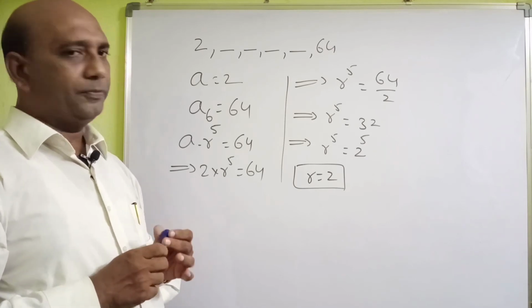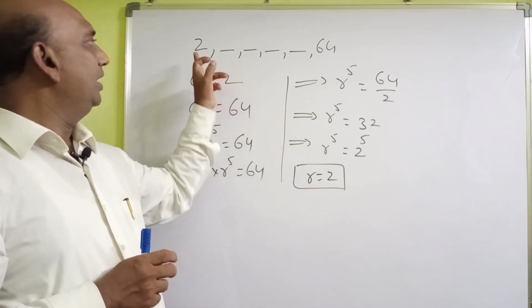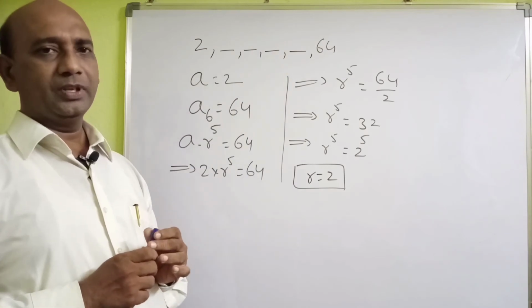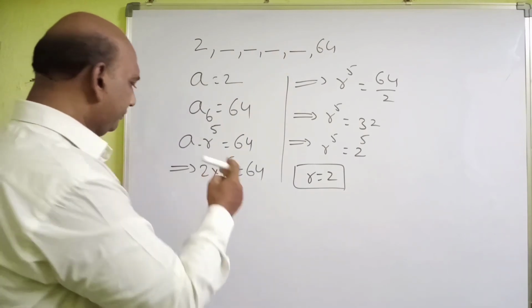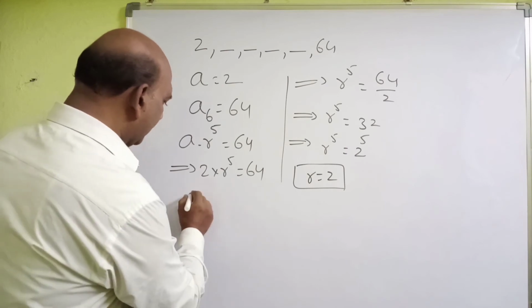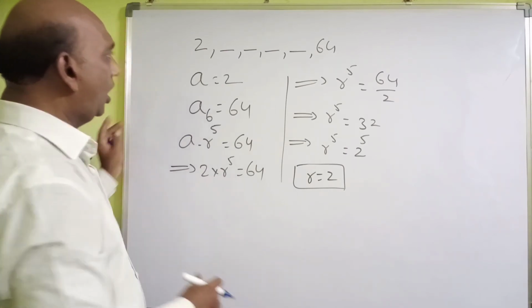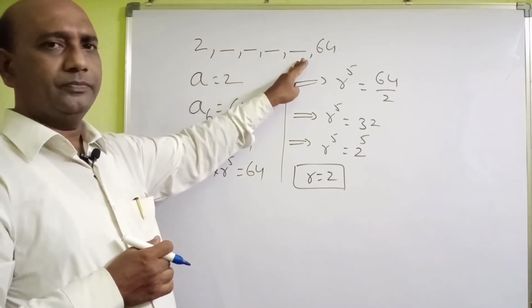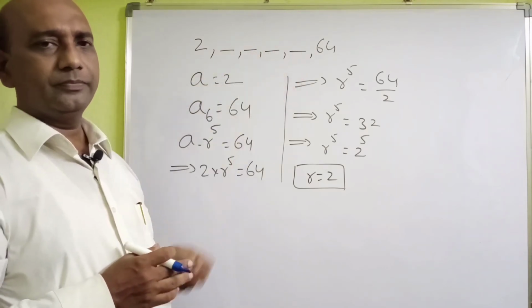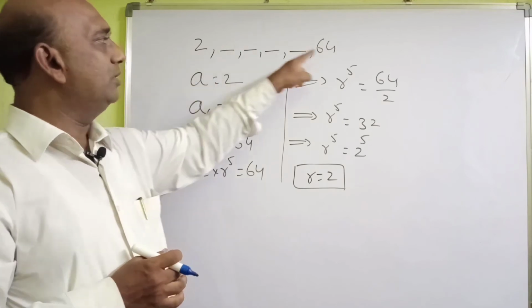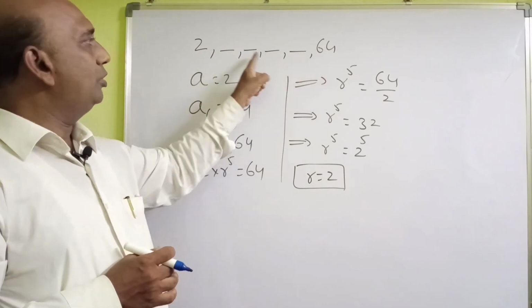Now another method of finding the common ratio, if the question is given like this. The question will be asked like this. How many geometric means are missing? 4 geometric means are missing. Between 2 and 64, 4 geometric means are there.